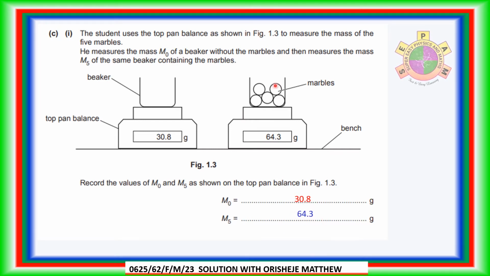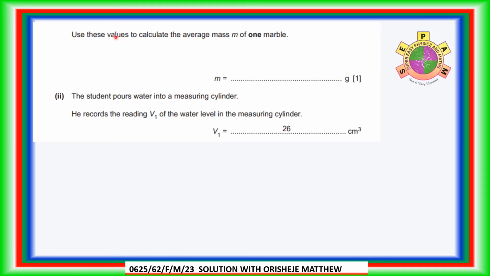Then from here we can calculate the mass of one of the marbles. All you have to do is divide it by 5. Use the value to calculate the average mass of one marble. Since the 5 marbles together are 64.3 grams, the mass of the empty container is this. So subtract this to know the total mass.